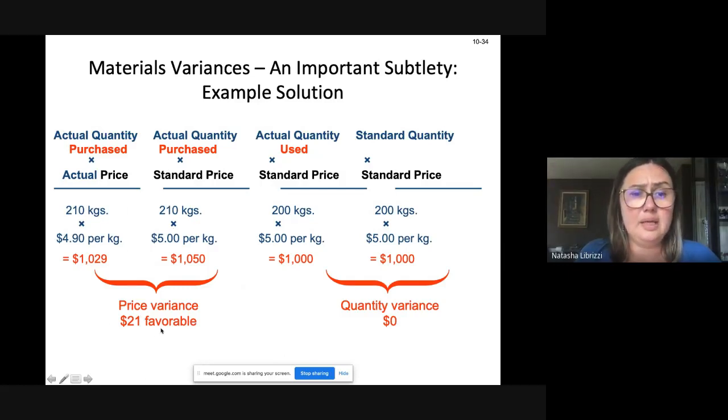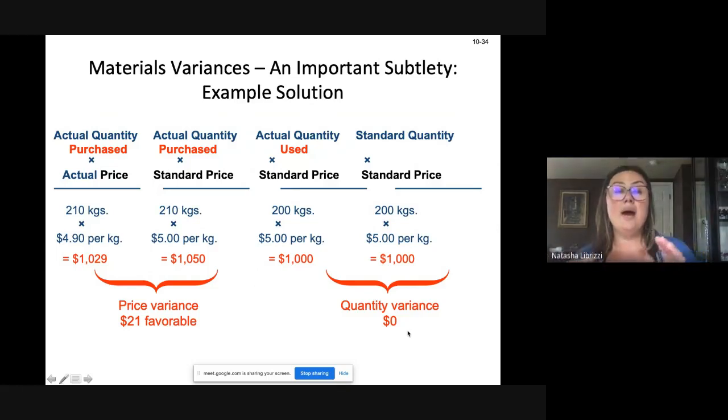So it's $21 favorable. However, when we're looking at actual quantity used, we cannot use what we purchased. We have to only look at the amount that we put in production and compare this to what it should have been used. So in this case, the actual quantity used is 200, and we should have used 200. Therefore, my quantity variance here is 0.